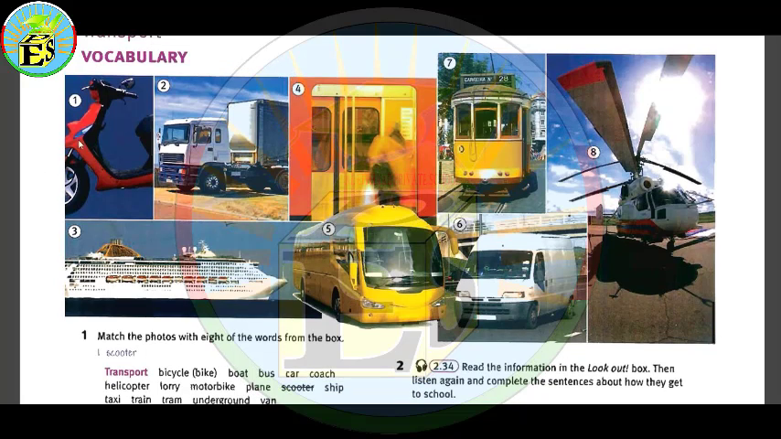To make this easier for you, you already have the answer of the first picture, and picture number 1 is matched with the word scooter. So we call this a scooter. It's not a bike, it's not a bicycle, and it's not a motorcycle as well. For the second picture, you need to have a look at it and try to guess the name of this vehicle.